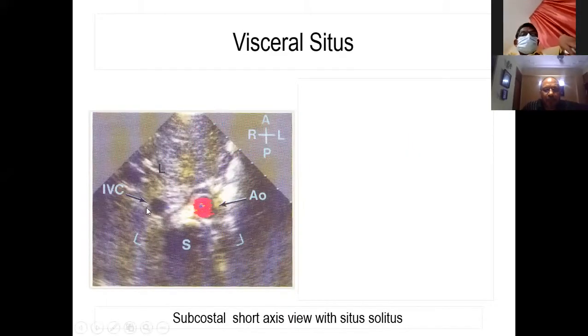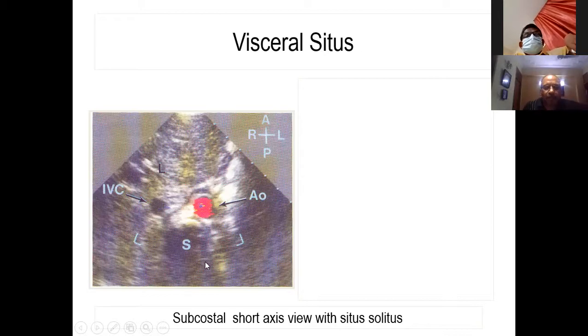If I put my probe in the subcostal position, not parallel to the heart as we see in the subcostal view, but perpendicular to the heart, it cuts a section of the abdomen as if in a transverse section. So this is left, this is right, this is anterior, this is posterior. It's like a CT scan picture, what we see often when we have a CT scan.